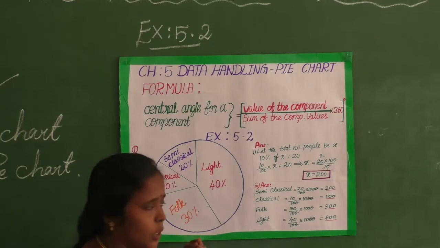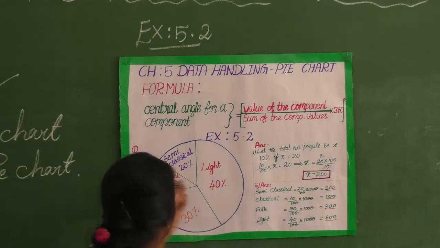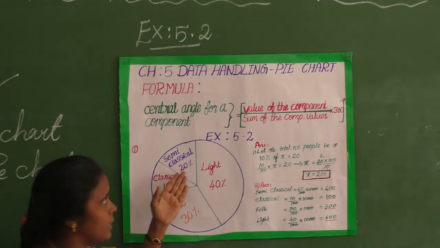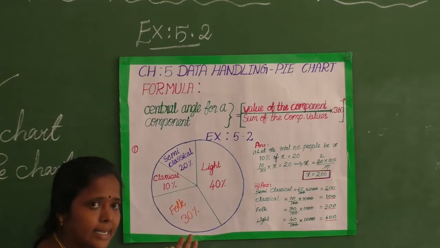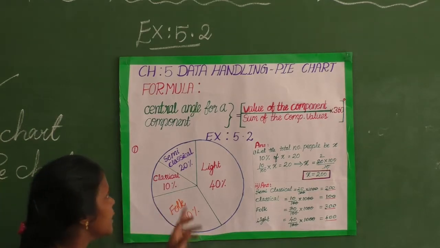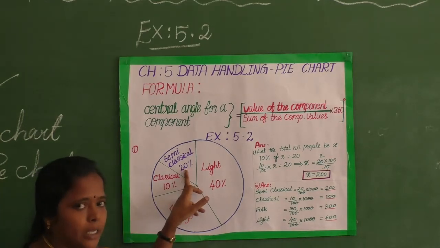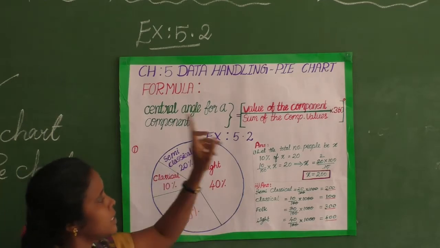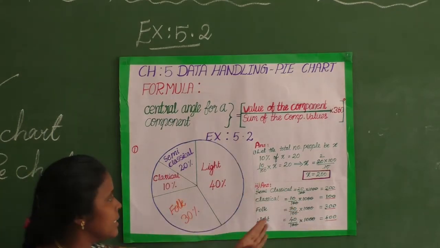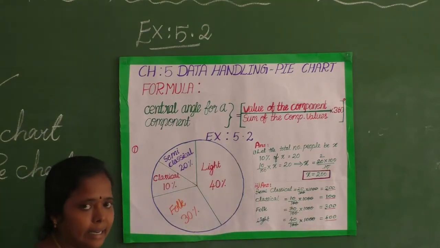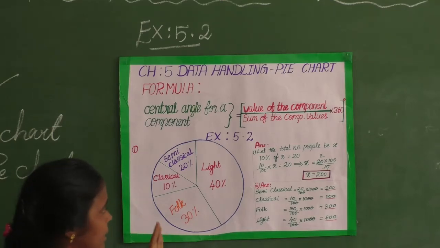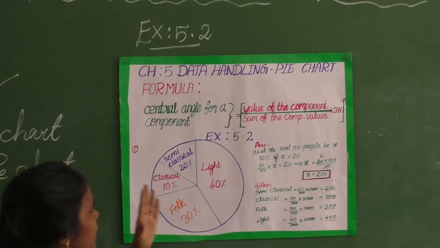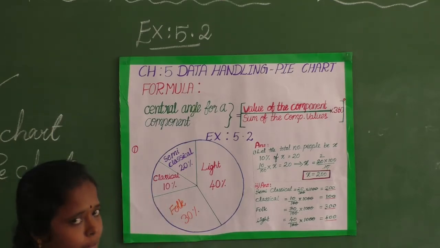1000 CDs they told. That means first, semi-classical, percentage-wise they told. That means the total CDs are 1000. In the 20%, how much will come? So 20% of 1000 CDs. That is for the semi-classical category. Clear children? What in the third question? What did they ask? 1000 CDs to be produced by the company.